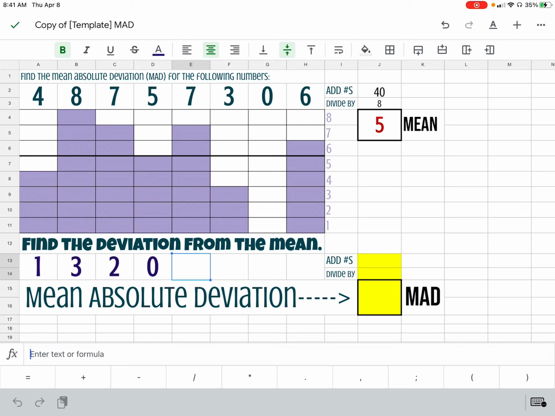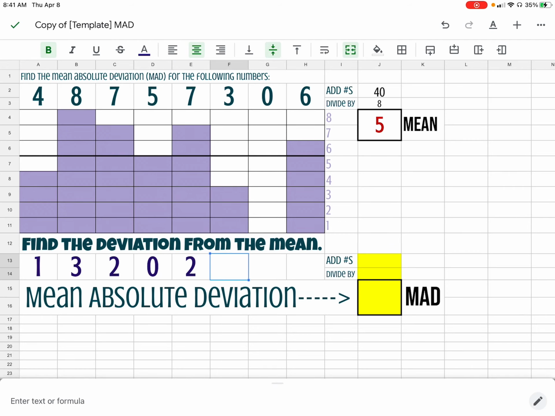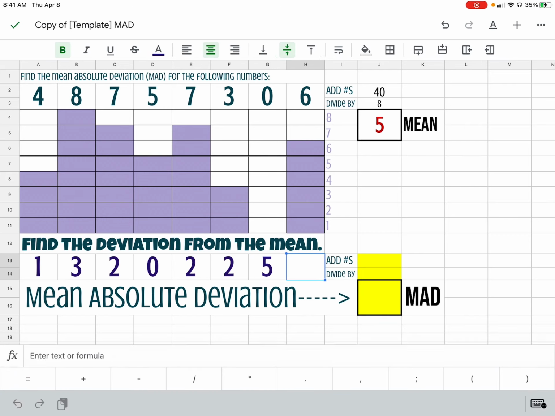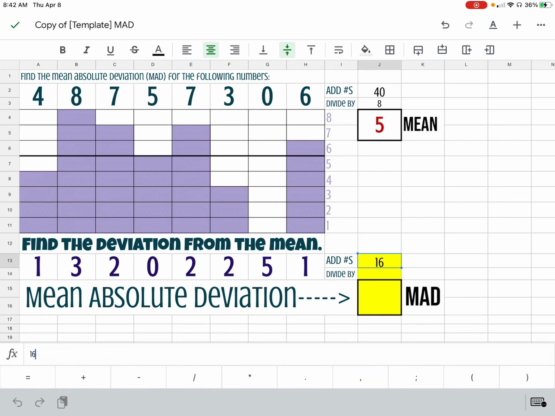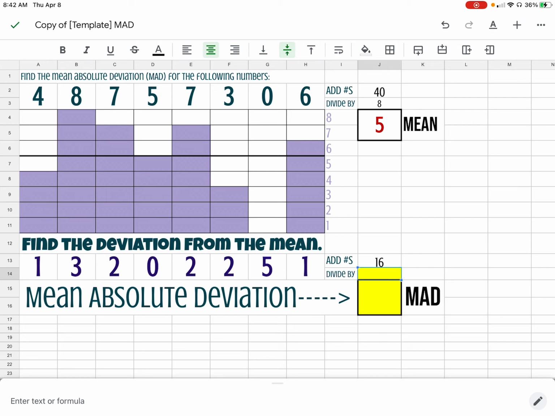7 minus 5 is 2. 3 minus 5 is technically negative 2, but we only want the positive values. 5 minus 0 is 5, and 6 minus 5 is 1. And now we add up our new totals. 1 plus 3 is 4, 6, 8, 10, 15, 16. So my new total is 16.